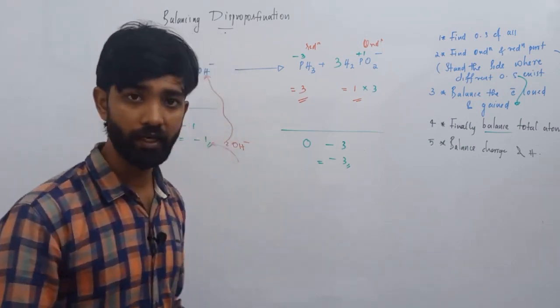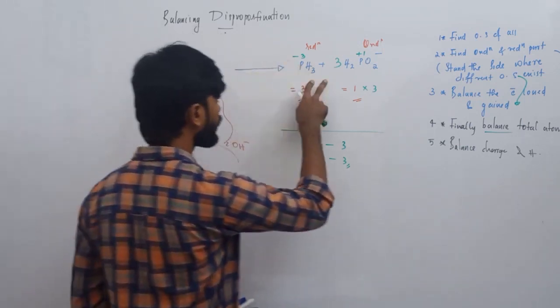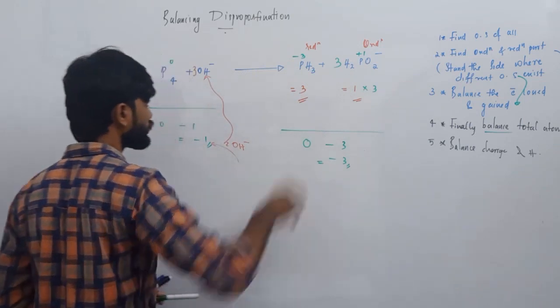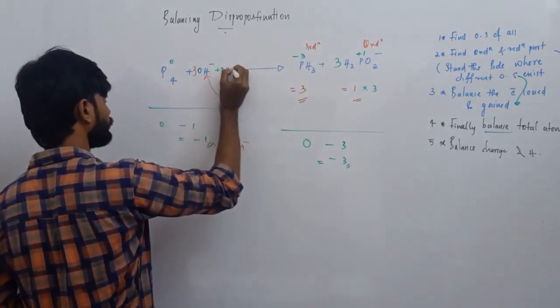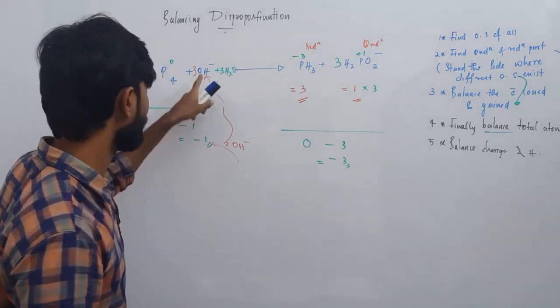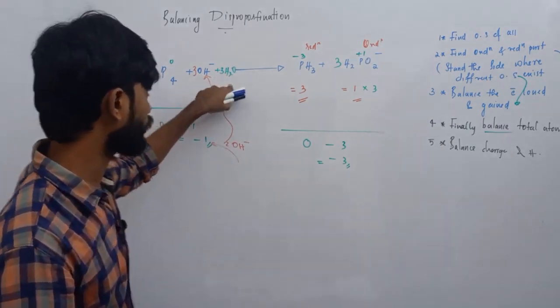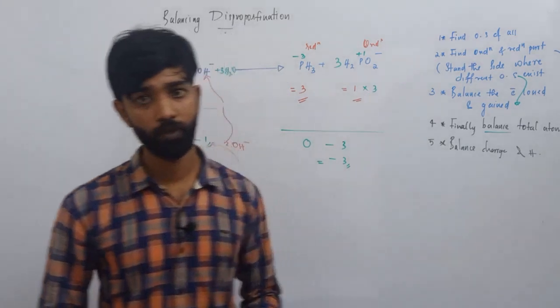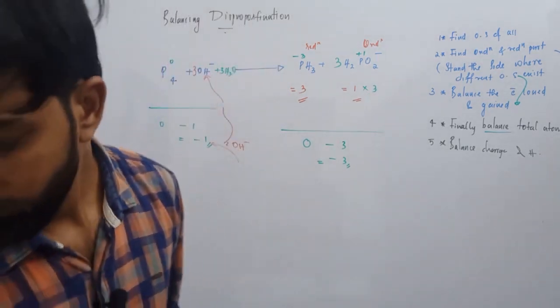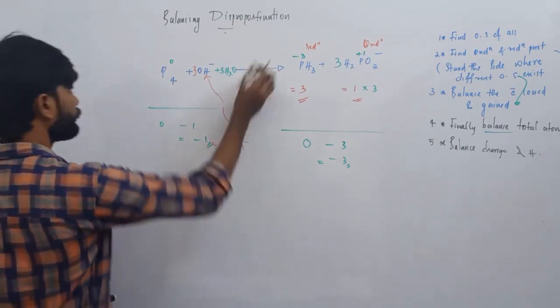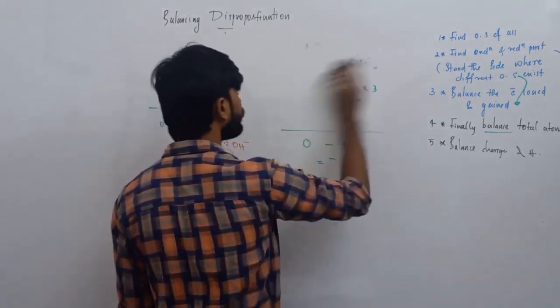Finally balance the hydrogen. Here we have 3 hydrogen, 6 hydrogen. So 6 hydrogen is in excess on the right side, so you have to supply 3 water here. Now the reaction is balanced. Simply check the number of oxygen: 3 oxygen, 3 oxygen, 6 oxygen, and here also 6 oxygen. So the reaction is balanced. Okay, moving to the next example.